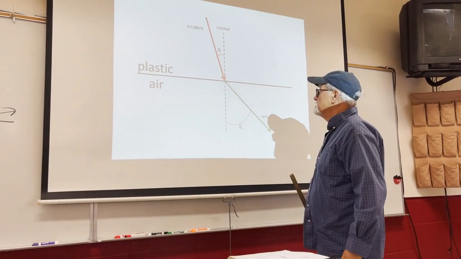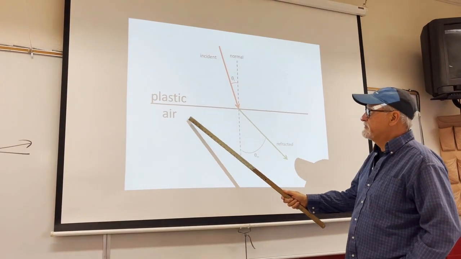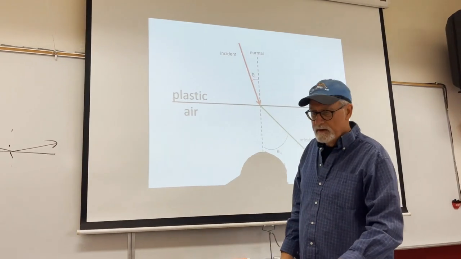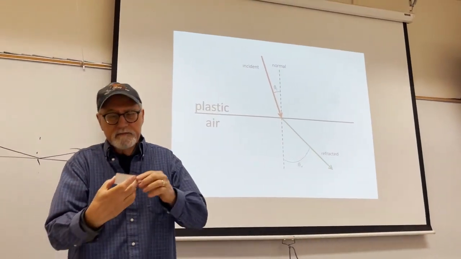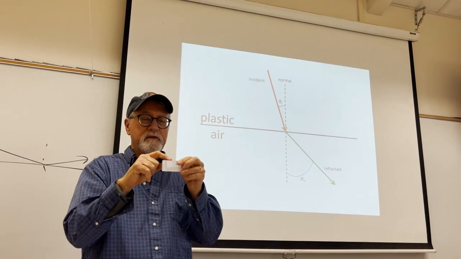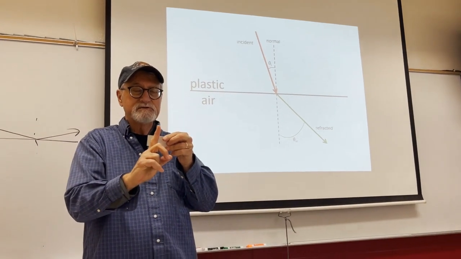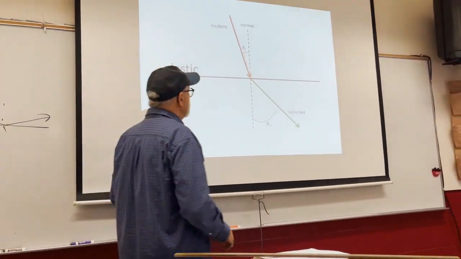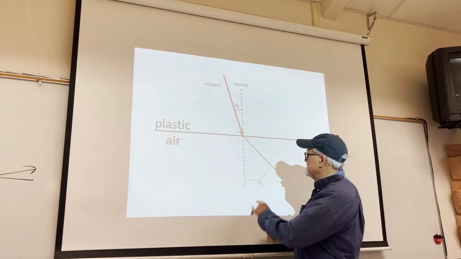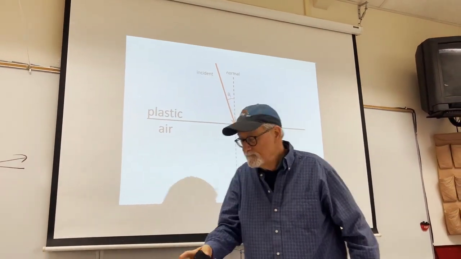Okay, what's different here? It's bent away from the normal because it's going from plastic. The reason for that is before we went from air to plastic, now we're going from plastic to air, and that would be the light comes in here, goes through, comes out the other side, and now the next boundary between the two media is this surface right here. So it's going to bend in a different direction. So here's the angle of incidence, here's the angle of refraction, and it's larger than the angle of incidence.